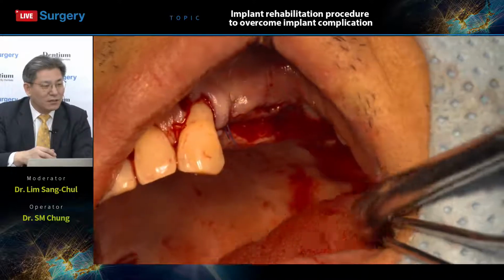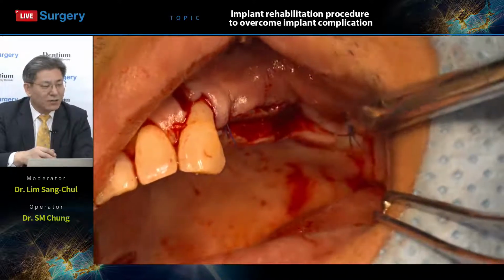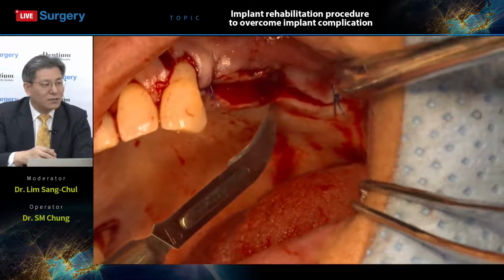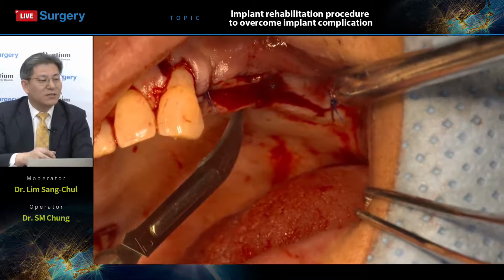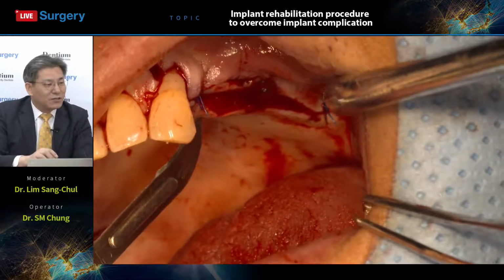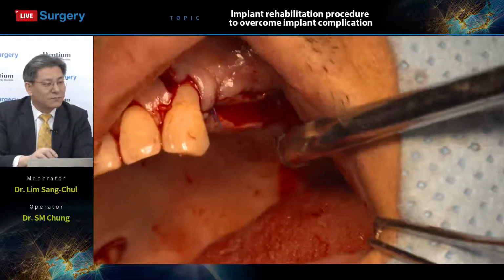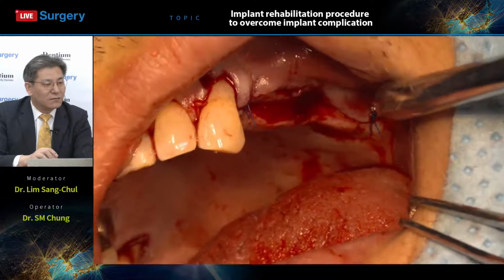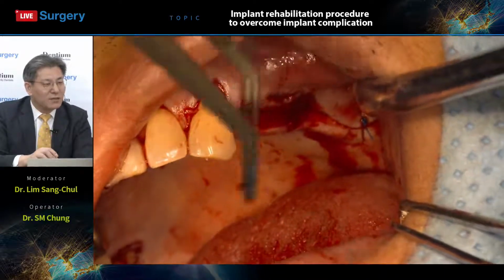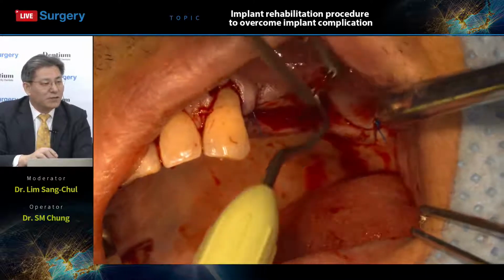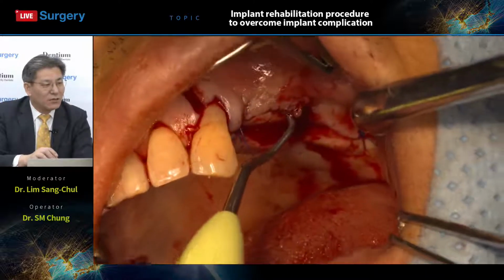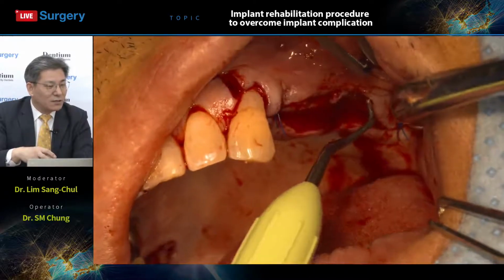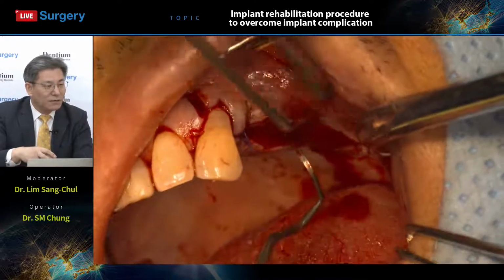Yeah, I think the artery ruptured. Small artery ruptured. But not excessive bleeding on this surgery field. So he is going to proceed a procedure of this surgery. Okay.